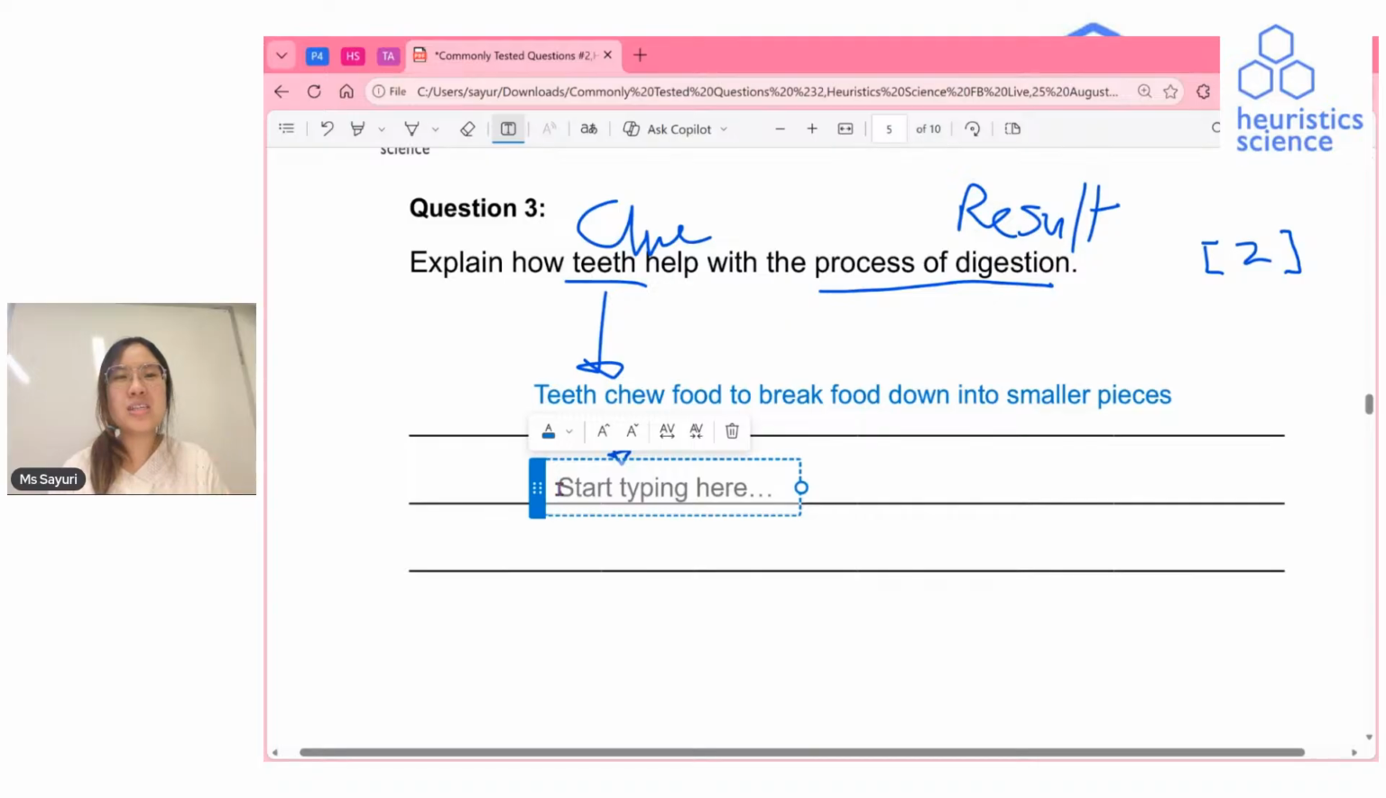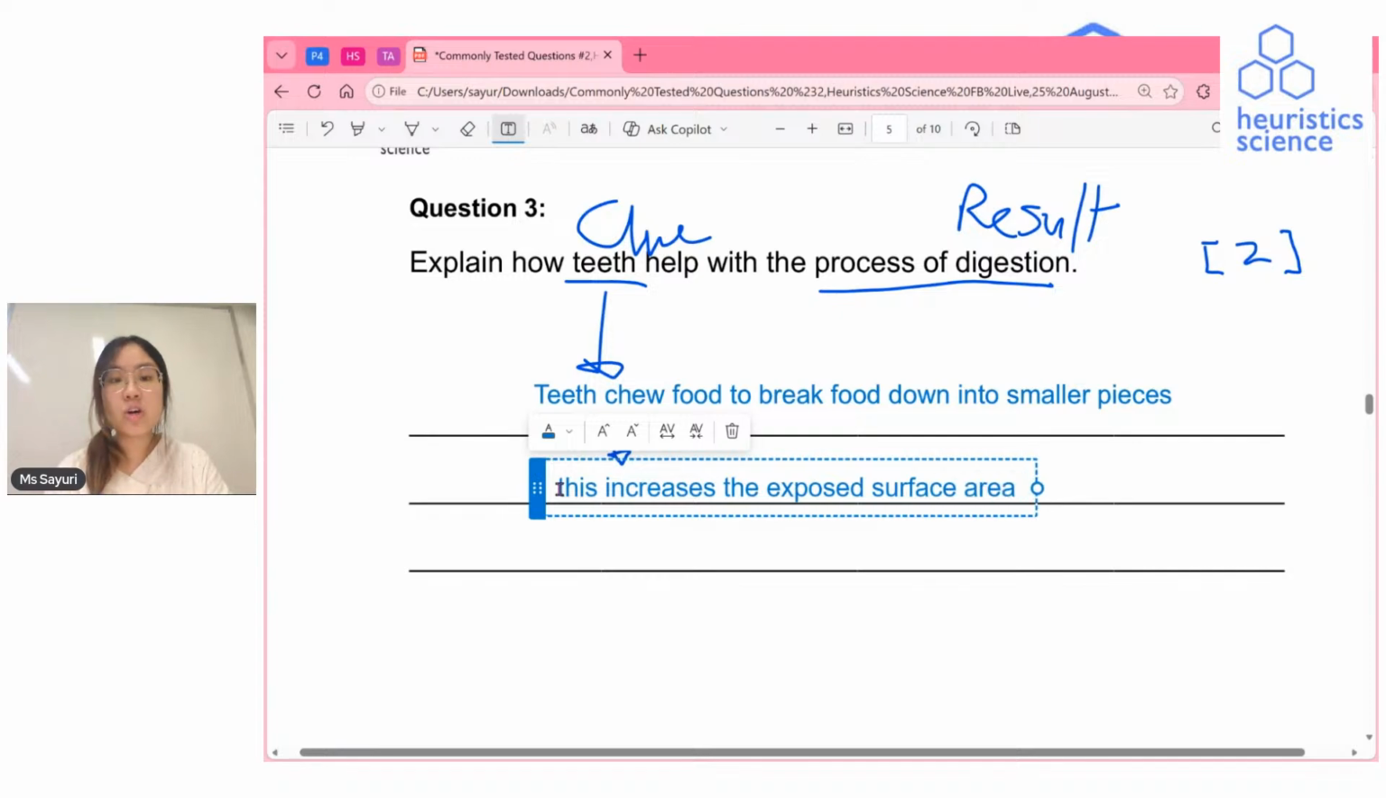You actually only learn this in biology, maybe Sec 3. But for now, we just blanket everything, we call it digestive juices, and then we only identify one, which is our saliva. So there's no need to write saliva. All you need to do is to write increases the exposed surface area.